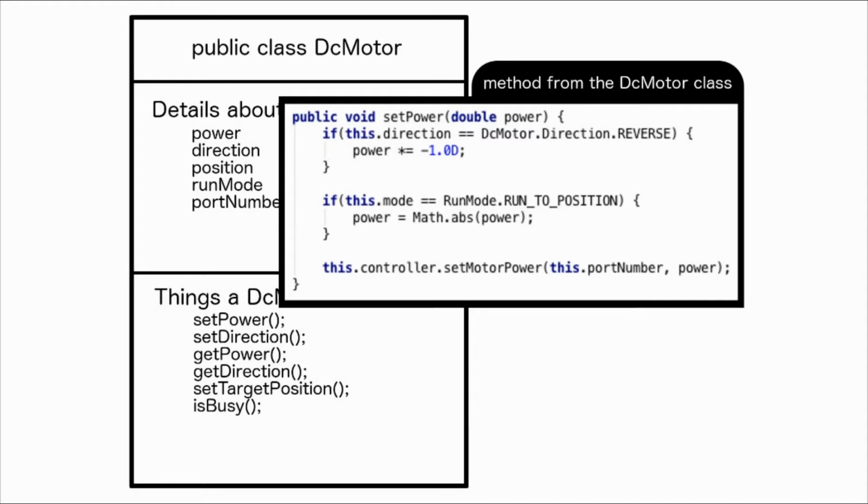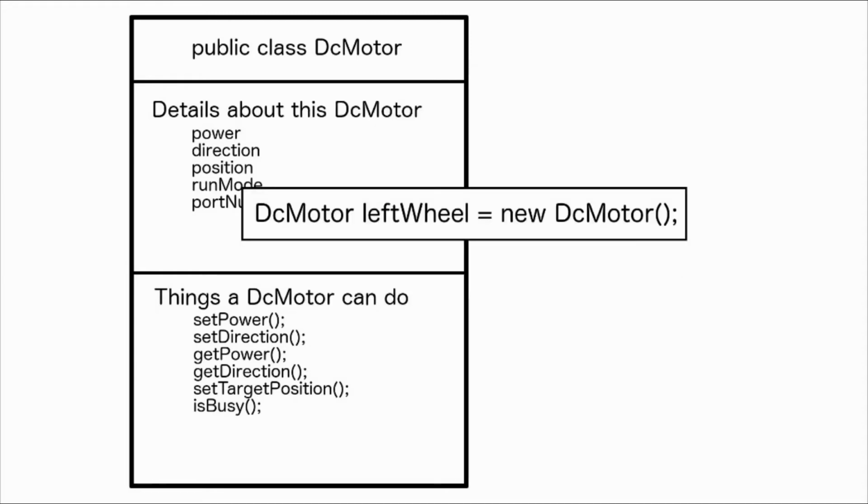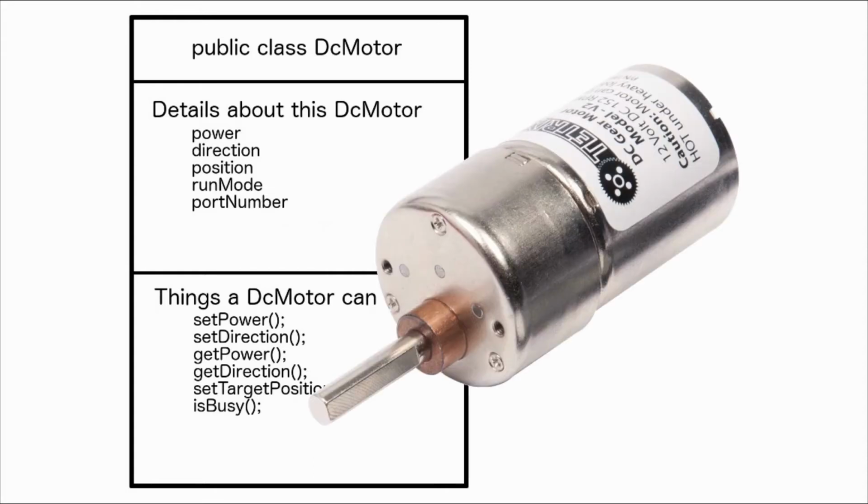In the SDK, they've included code for us, so we can just say left motor dot set power, which is pretty easy for us, but it actually goes out to the DC motor class and calls on this method called set power. So now let's get back to instantiating a class. We could say DC motor left wheel equals new DC motor. So now we are declaring left wheel as a DC motor, and then we're assigning it the value of a new DC motor. So we've instantiated a new DC motor named left wheel. We've created a new motor, and it's just a generic motor that knows the default stuff about itself.